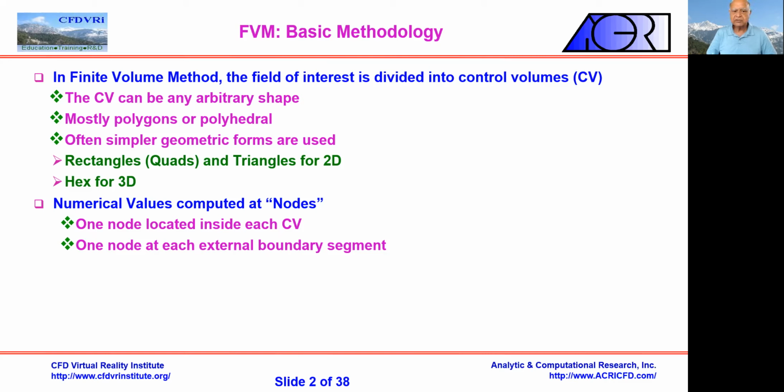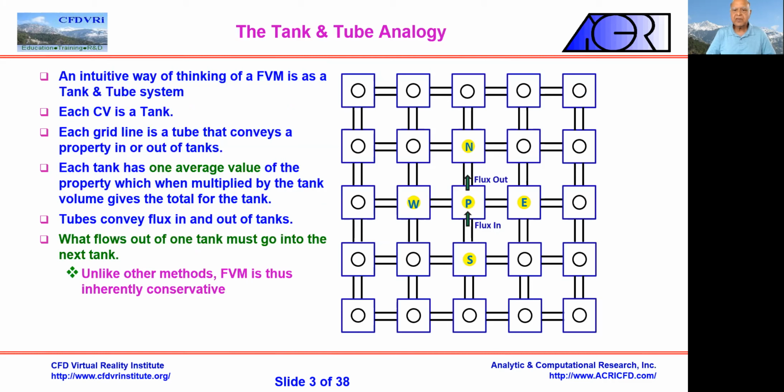Now, the numerical node values are computed at the nodes, and there are two types of nodes. The field nodes, which are located inside the control volume, and then boundary nodes, which are located at the external boundary segments. I find this tank and tube analogy very intuitive.